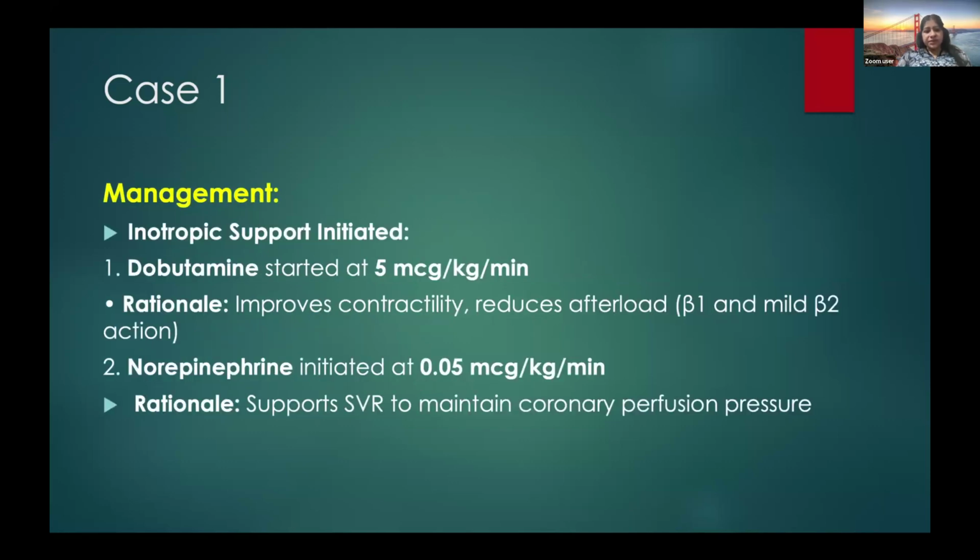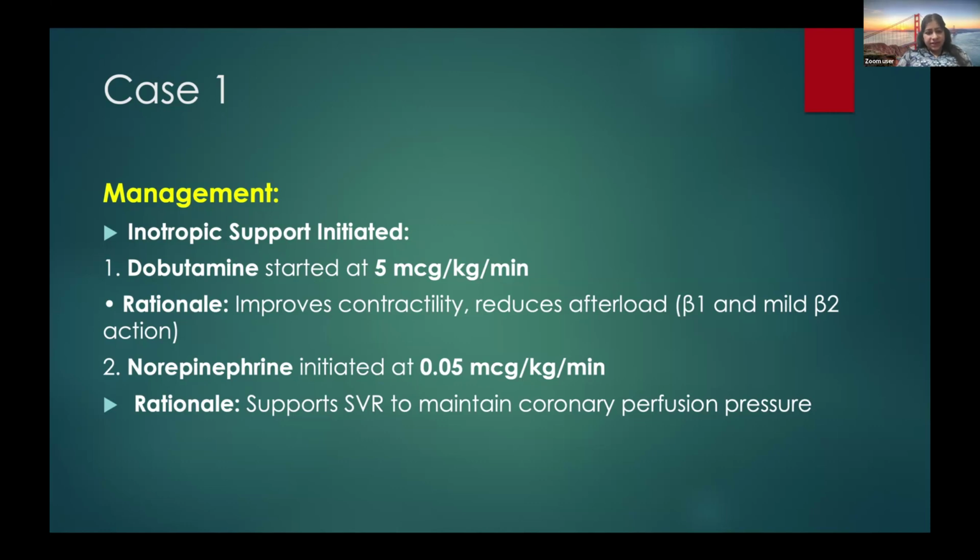So what management is initiated according to the guidelines? We have initiated an infusion of dobutamine, started at around 5 mics per kg per minute. Why has it been initiated? To improve the contractility of the heart and to reduce the afterload. That is mediated through the beta 1 and beta 2 actions, predominantly beta 1 actions. We'll be discussing the mechanism of action of dobutamine and all the inotropes afterwards.